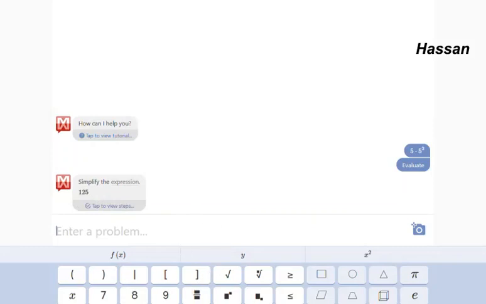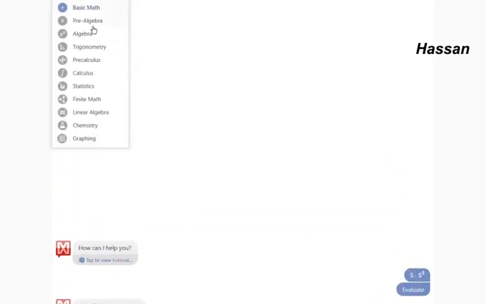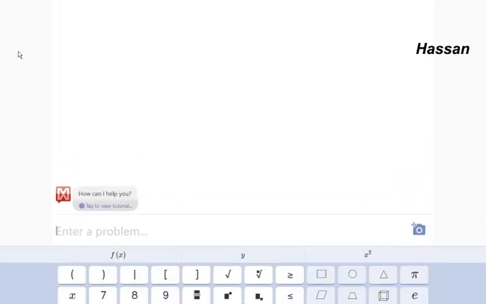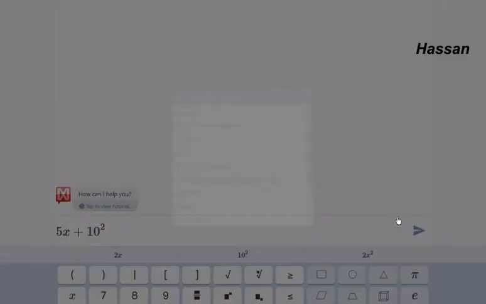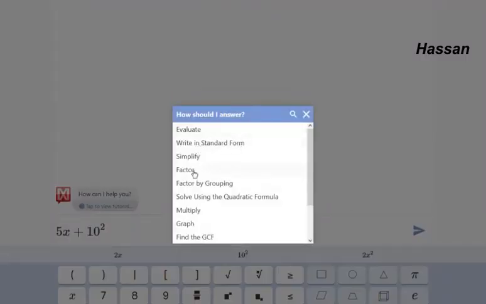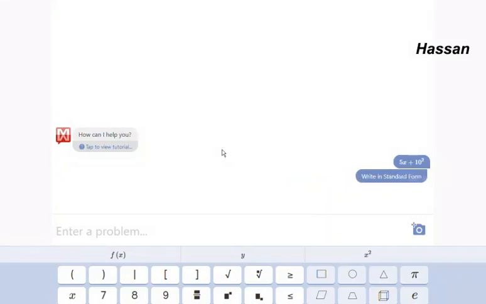Now let's go for something more hard. So let's go here and press on pre-algebra. It's the same layout, but on algebra different, so you got log and ln. So back to pre-algebra. So let's say 5x plus 10 squared, and here write evaluate, write in standard form, or simplify. For this one we're gonna just write in standard form, and it even tells you what to do. So raise 10 to the power of 2 and you get 5x plus 100. This is how you use it. It's very simple to use.